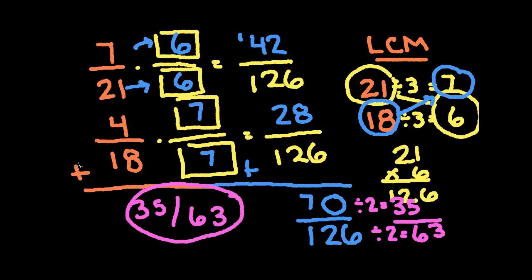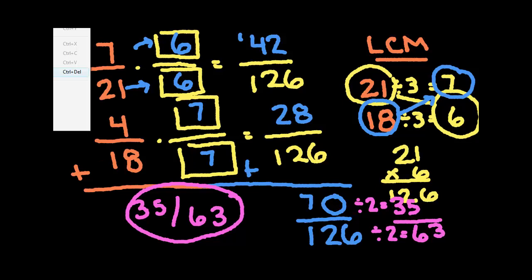So that is the easiest way and the most organized way to add fractions with unlike denominators.